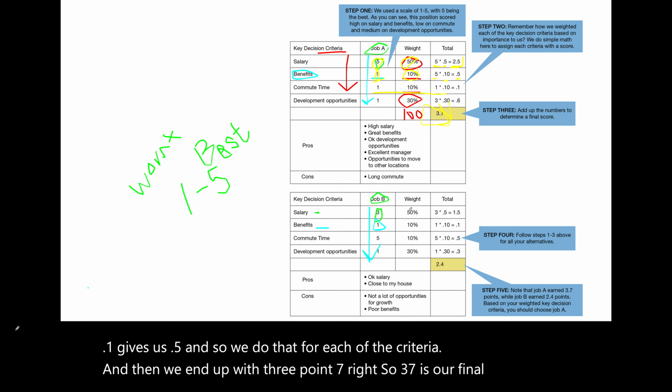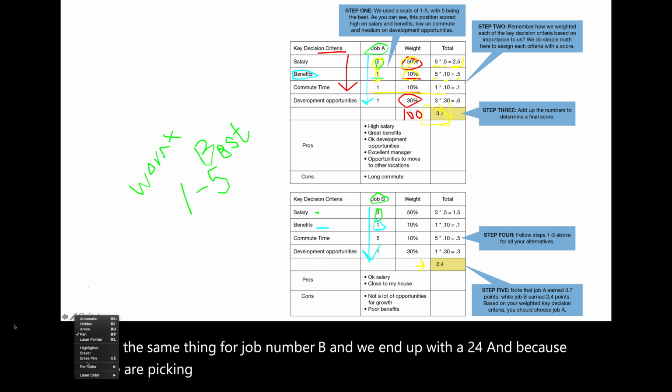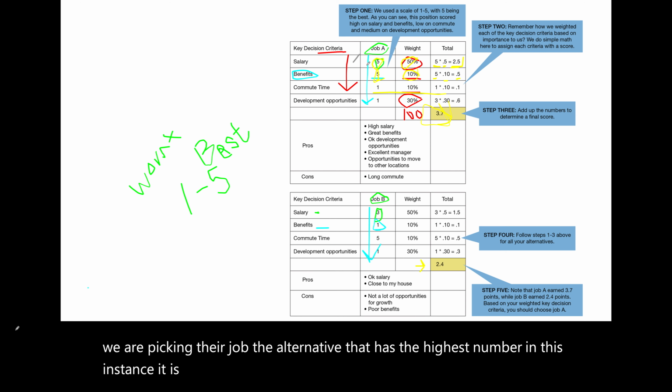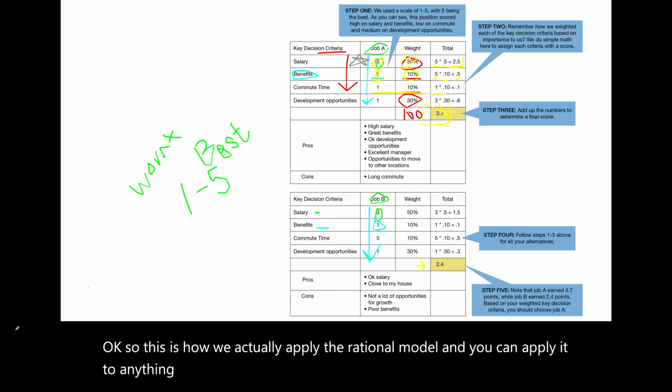We do the same thing for job number B, and we end up with a 2.4. And because we are picking the alternative that has the highest number, in this instance, it is job A, right? So job A is the one we are choosing, okay? So this is how we actually apply the rational model. And you can apply it to anything at work. You can apply it to things in your personal life, obviously.